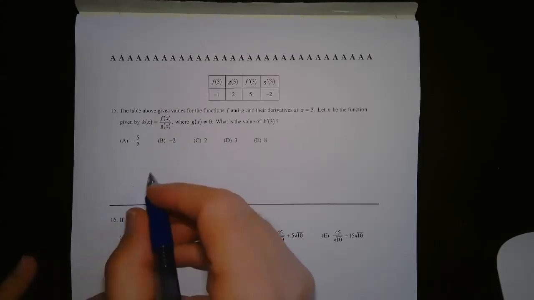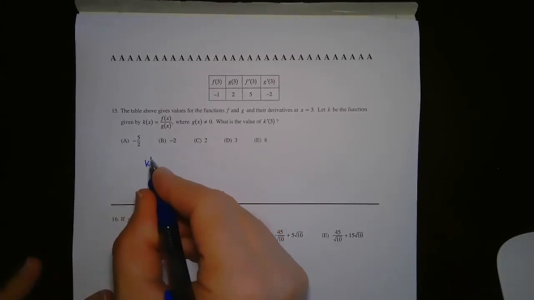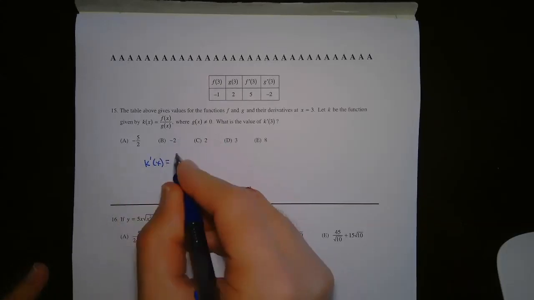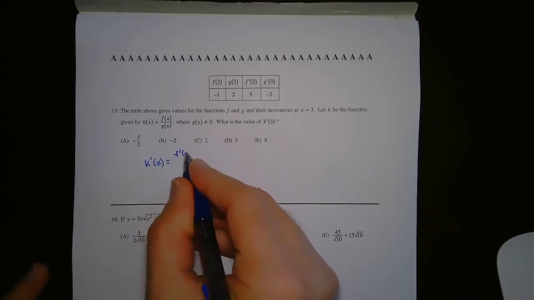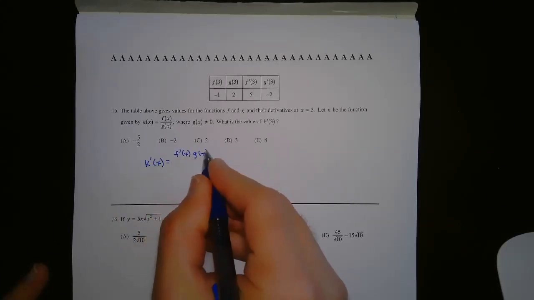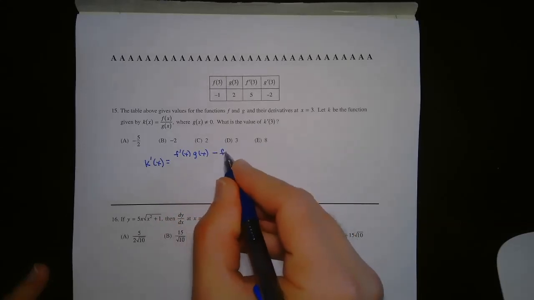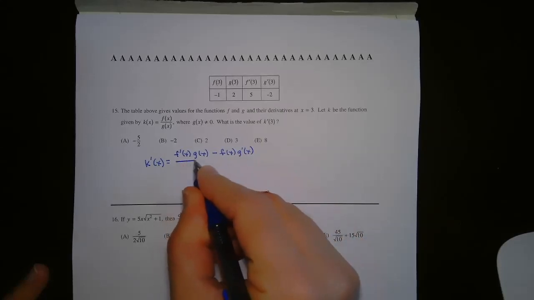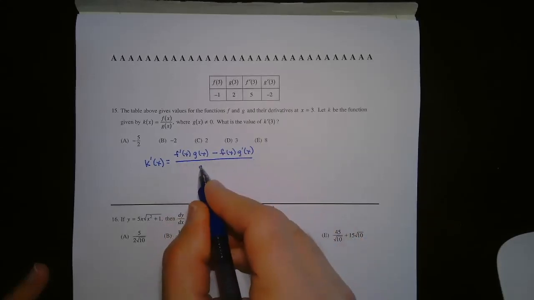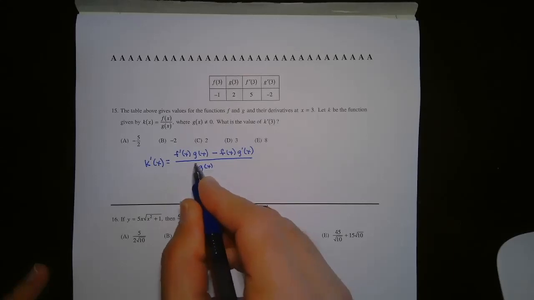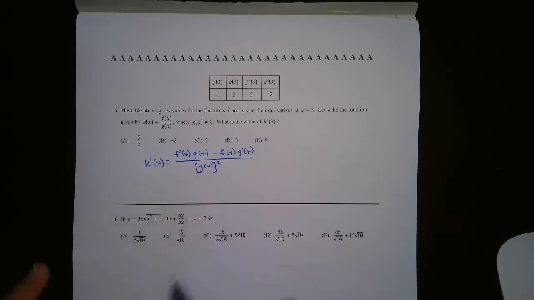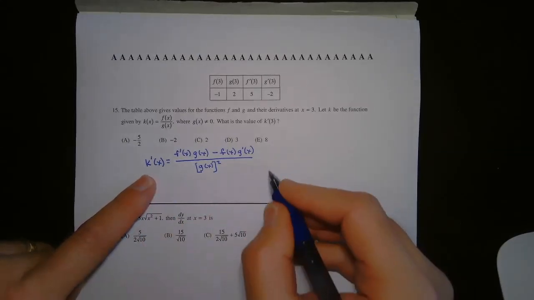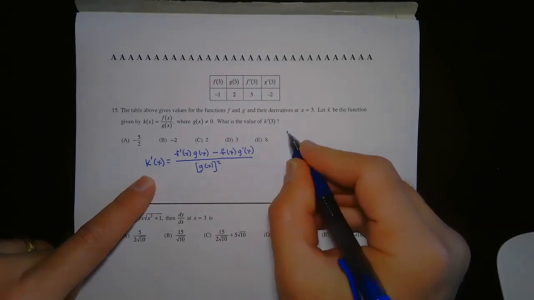So k prime of x would equal f prime of x times g of x minus f of x times g prime of x, all over g of x squared. Okay, so all we need to do is to find k prime of 3. I'm going to come up here a little bit, so I need a little bit more room.